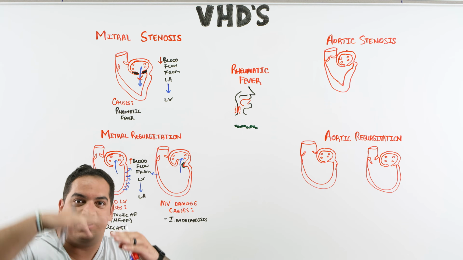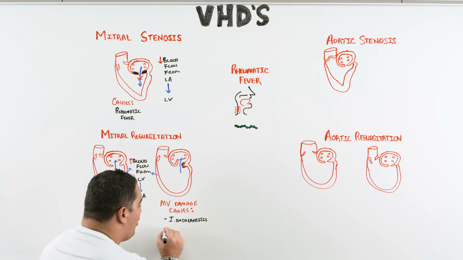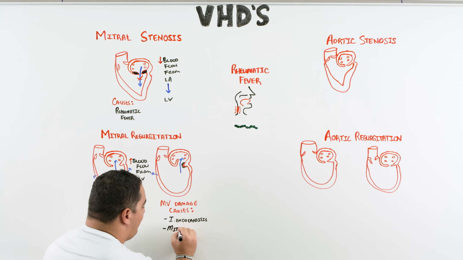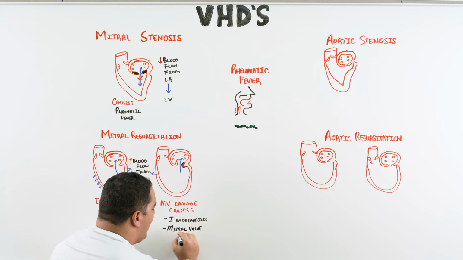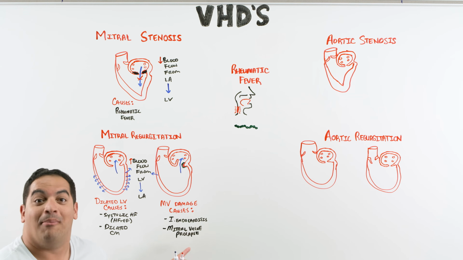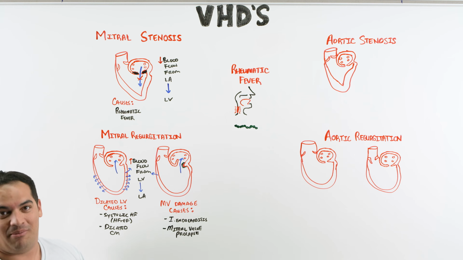And when it prolapses, it can bow up into the left atrium. You guys know what that's called? We call that mitral valve prolapse. This is extremely common in patients who have some type of connective tissue disorder. Do you guys remember some of them? Things like Marfan syndrome, Ehlers-Danlos syndrome. These are big things to remember here.